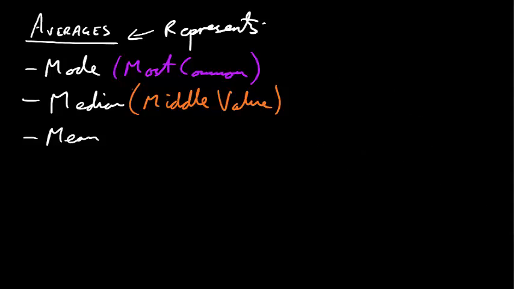So next thing I want to do is talk about how we can actually work these values out. Now the mode, there's no formula to work out the mode. It is just literally looking at which value comes up the most commonly.